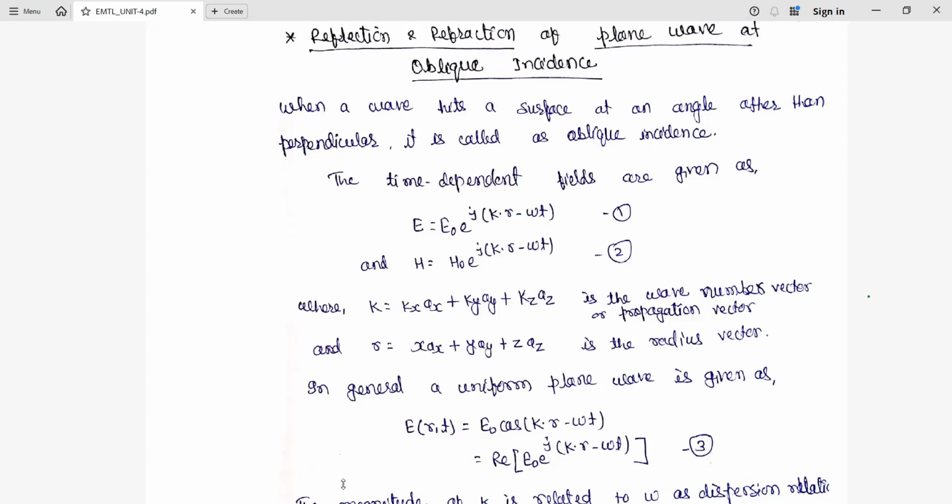As you know, reflection means that the wave is going to be reflected in the same medium. Refraction, the wave is going to travel in another medium. Okay, so let's start this topic. Today's topic of this lecture is reflection and refraction of plane wave at oblique incidence.